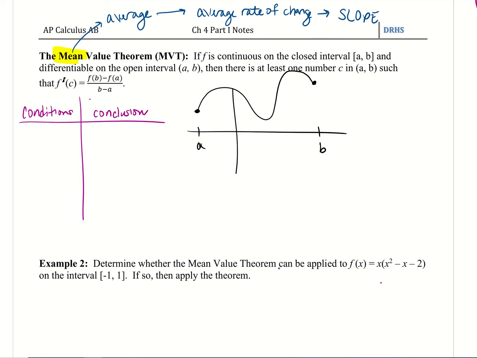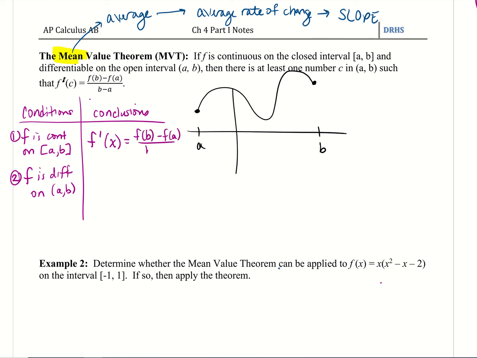So my two conditions, the first one is that f is continuous on the closed interval from a to b. The second one is that f is differentiable on the open interval from a to b. Only two conditions. Unlike Rolle's theorem, I don't need the endpoints to be at the same height. The conclusion then is that f prime of c, some kids will put x, is equal to f of b minus f of a over b minus a.